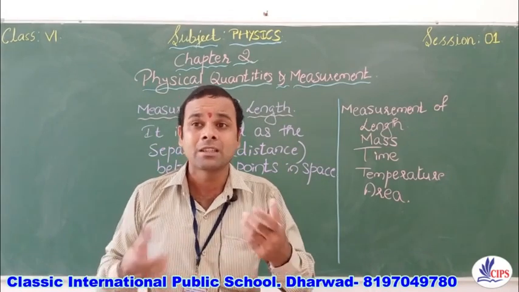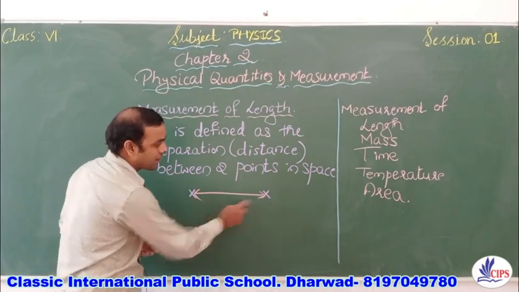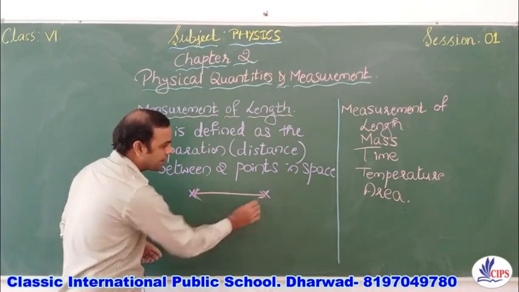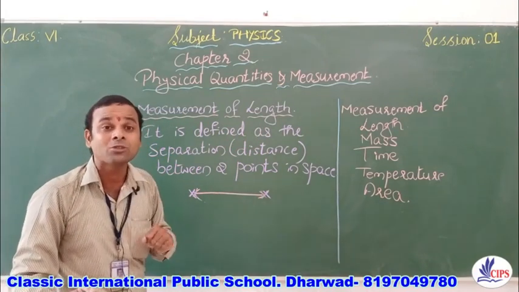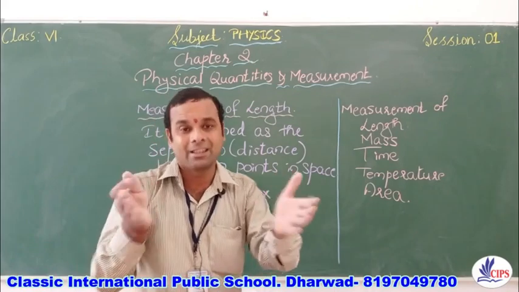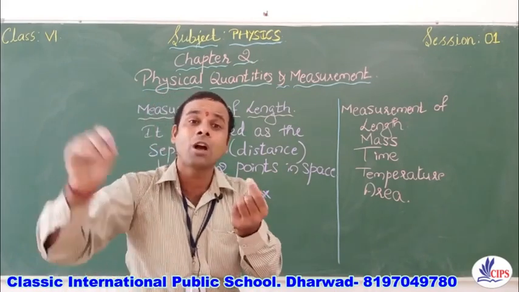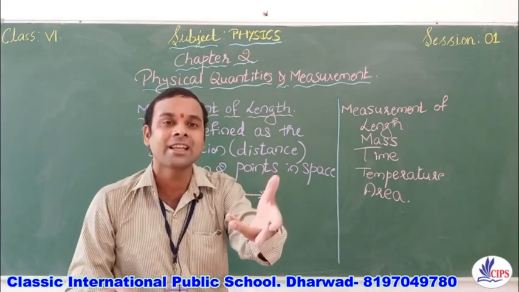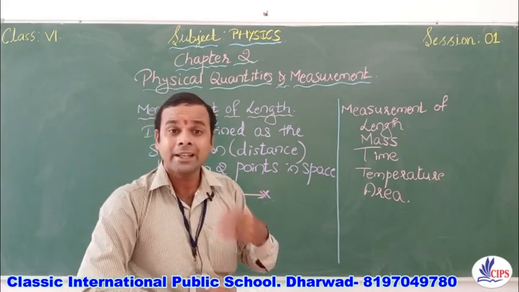For example, suppose you want to measure the length of a line. Here is the straight line, right? The straight line is there and you want to measure the length. What you actually do is take a scale. Suppose you want to draw a line, you use a scale. That scale is known as a ruler. Okay. So, rulers are used, right?